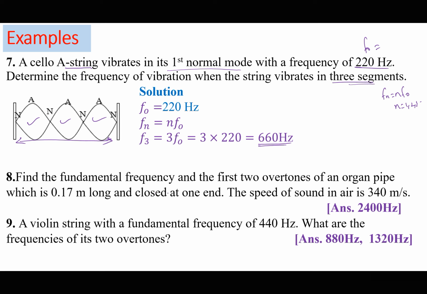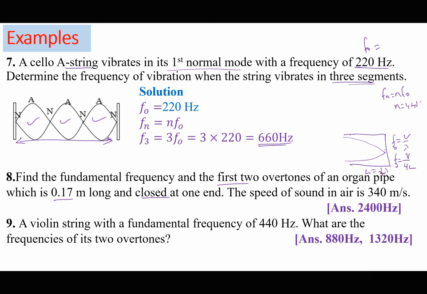Find the fundamental frequency and the first 2 overtones of an organ pipe, which is 0.17 meters long and closed at one end. So if it is closed at one end, we know that for the fundamental mode, you can sketch this for simplicity. We remember the length L was a quarter of a wavelength, which meant that F, which is V over lambda, was equal to V divided by 4L. That was F for the fundamental.